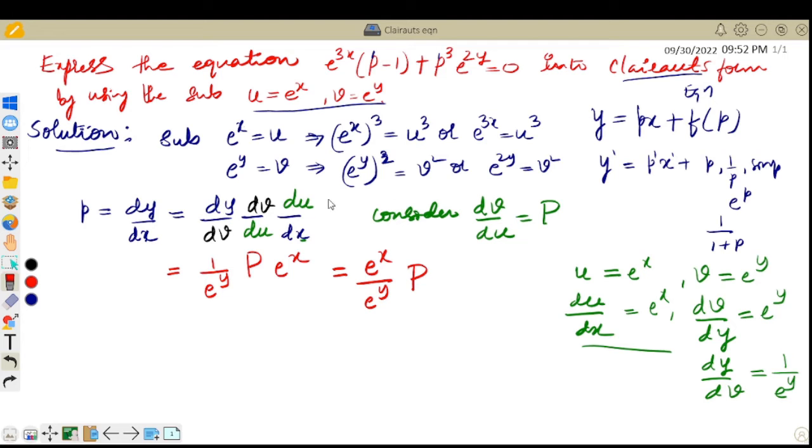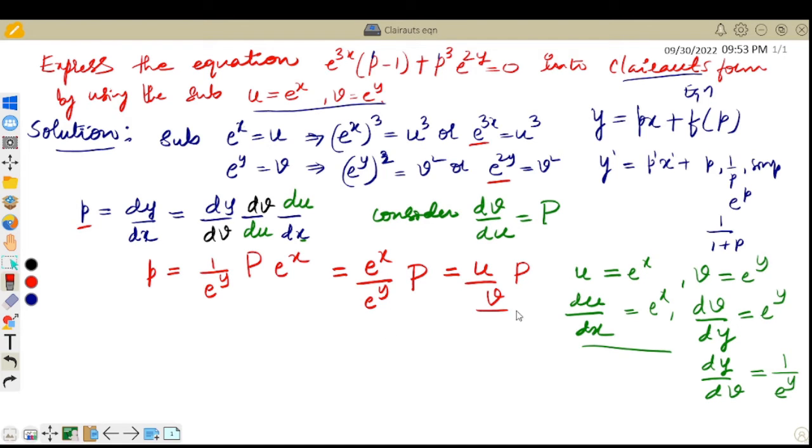As I mentioned earlier, we need to express e raised to 3x in terms of u, e raised to 2y in terms of v, and also small p in terms of u, v and capital P only. So for that, e raised to x value is u. E raised to y is v. And small p is u by v into capital P, so you can substitute small p as this.